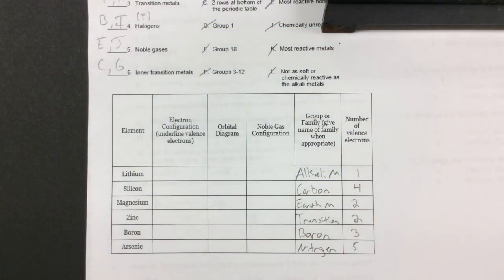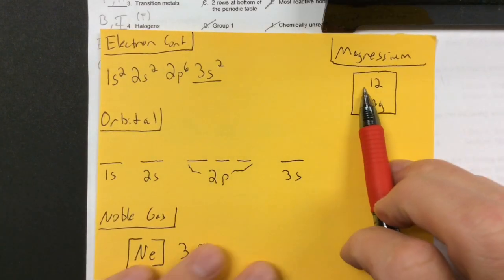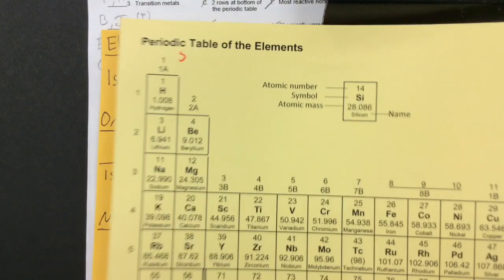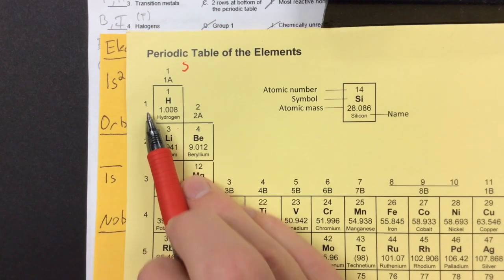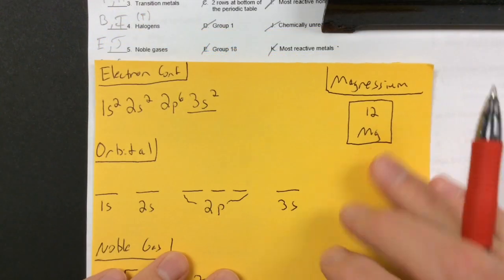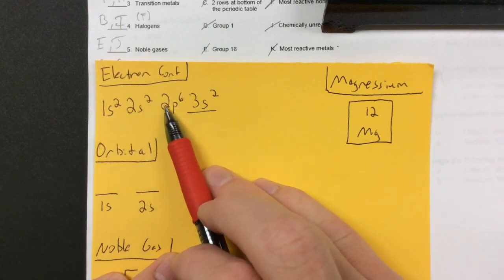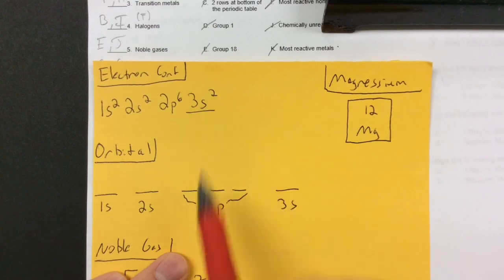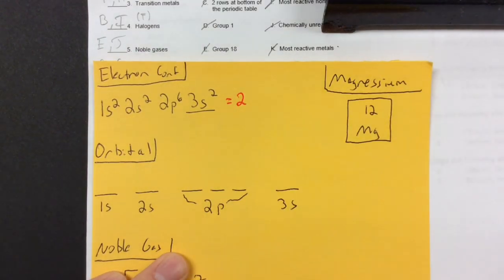Next element is going to be magnesium, which is element number 12 on our periodic table. It is in row 3 right here. So again, we always start off in our 1s shell. So our electron configuration reads 1s2, 2s2, 2p6, 3s2, and I underline our number of valence electrons, which is going to be 2 valence electrons.